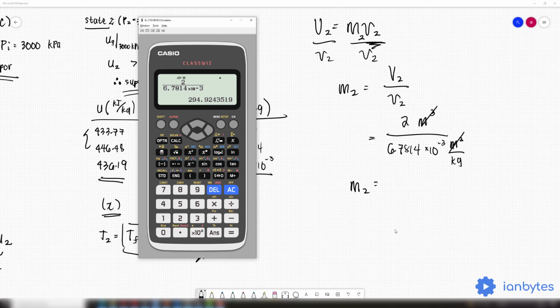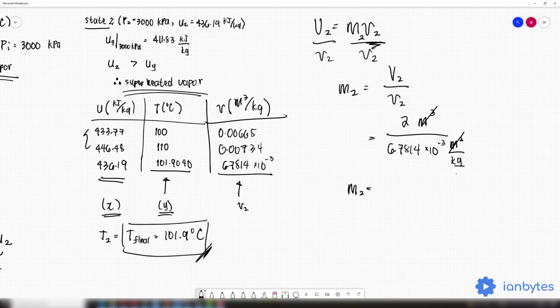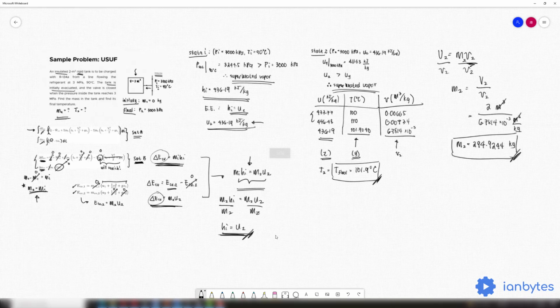Finally, we have a mass of 294.9244. So, these are our final answers. Ang ating system ay may final temperature na 101.9 degrees Celsius at ang mass ng refrigerant na pumasok sa loob ng ating system ay equal lang sa around 295 kilograms.